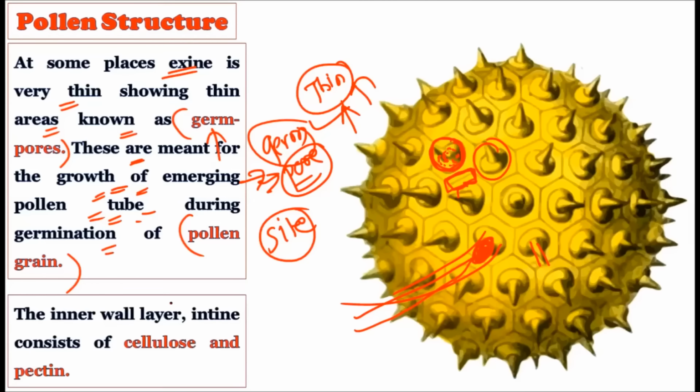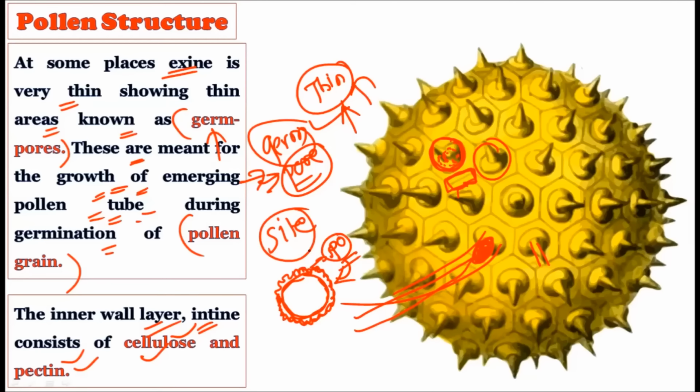Now see, the inner wall of the pollen grain is called intine, and it consists of cellulose and pectin. So it's a thin inner layer made up of cellulose and pectin. The outer layer is made up of a strong material called sporopollenin, which is called exine, and the inner layer, which is called intine, is made up of cellulose and pectin. So the inner wall material is quite simple, and hence it is easily breakable. But the outer exine is made up of a complex non-biodegradable chemical material called sporopollenin.